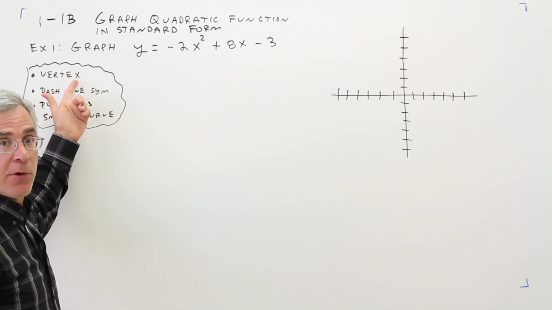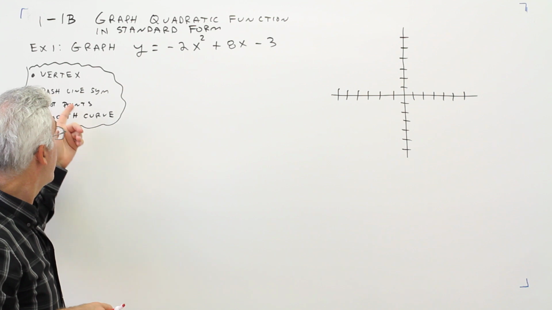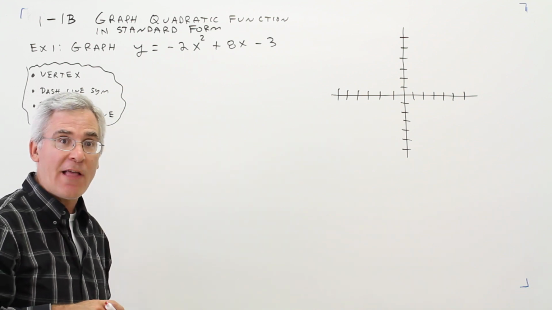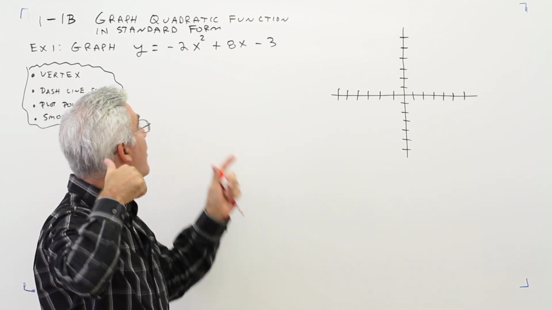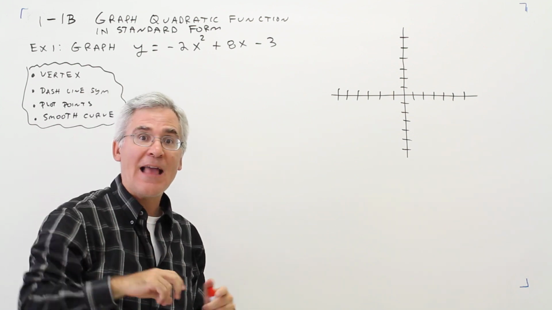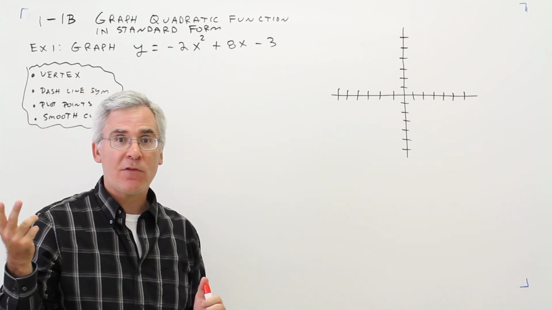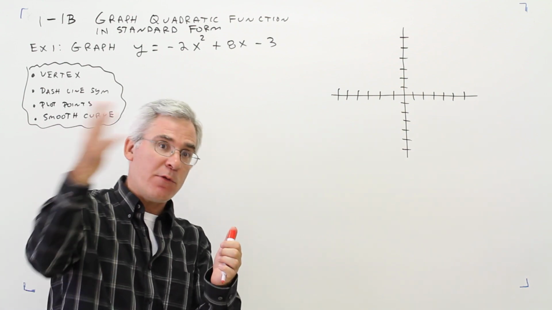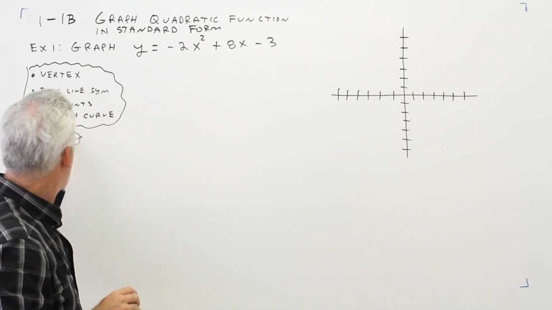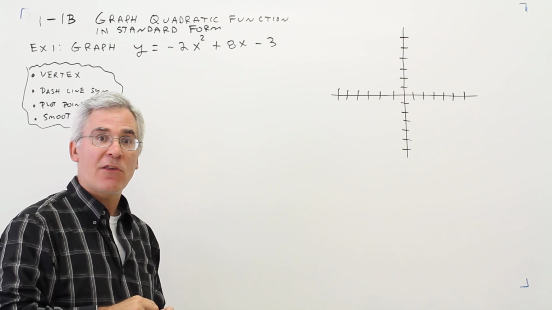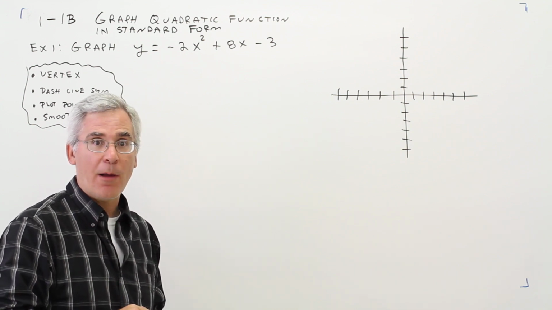Step 1, find the vertex, as we did in the previous video. Step 2, dash the line of symmetry. Upwards, the lead coefficient is positive. Downwards, the lead coefficient is negative. Plot 2 points on either side, and then use symmetry to get to the other side. And then use a smooth curve to connect all 5 points and make a parabola.